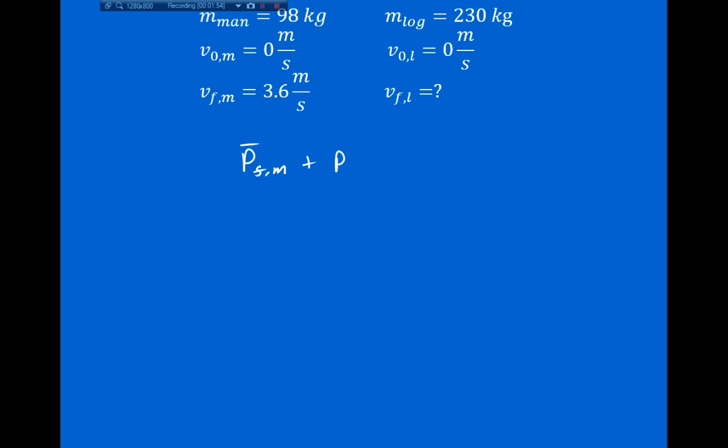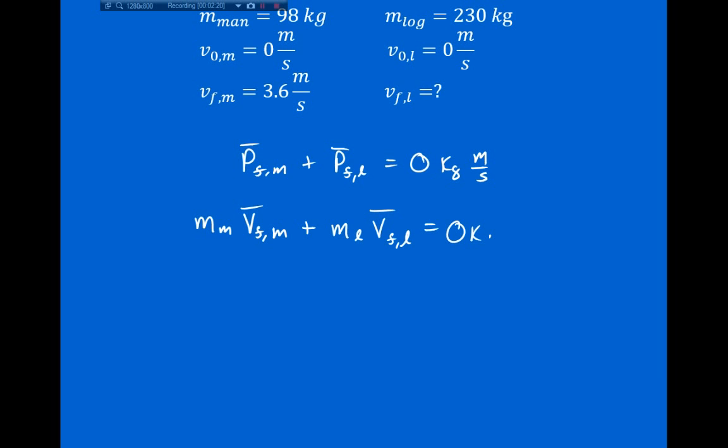plus the final momentum of the log is equal to 0. And remember that momentum is equal to mass times velocity. So the final momentum of the man is the mass of the man times the final velocity of the man. And the final momentum of the log is the mass of the log times the final velocity of the log. And the sum of these two things has to equal 0 kilogram meters per second.